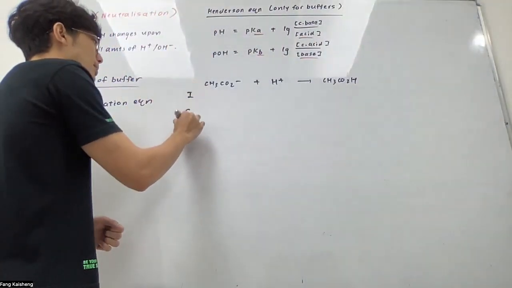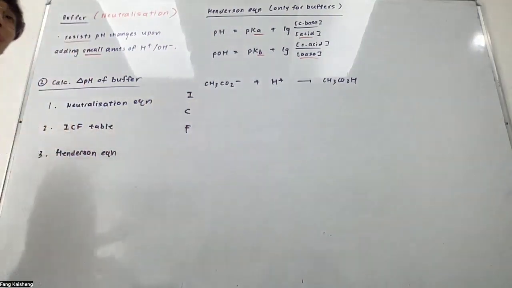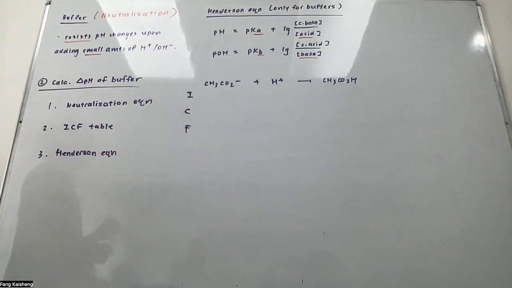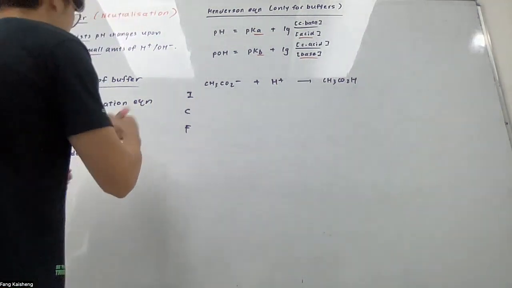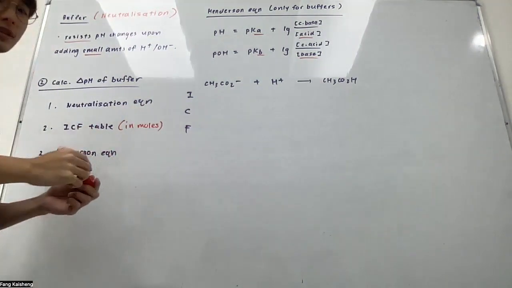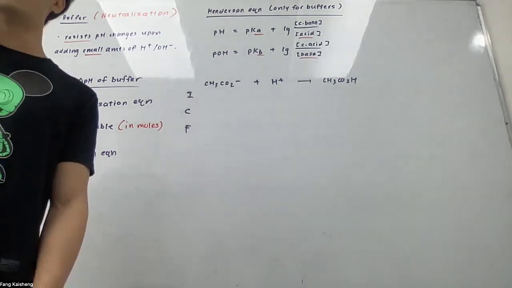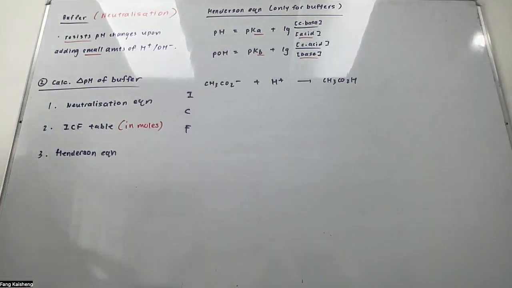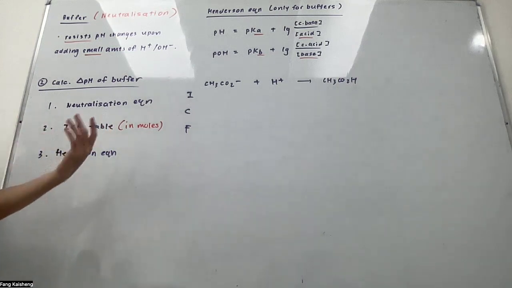ICF table. This table I need to clarify what to fill in. What's the initial amounts of acid and conjugate base? They tell you. Remember this table, let's do it in moles. If you do it in concentration, I can tell you it's never a good idea, because here you are adding things inside. The volume is going to change and then later the concentration is not accurate. Why do all that to yourself?